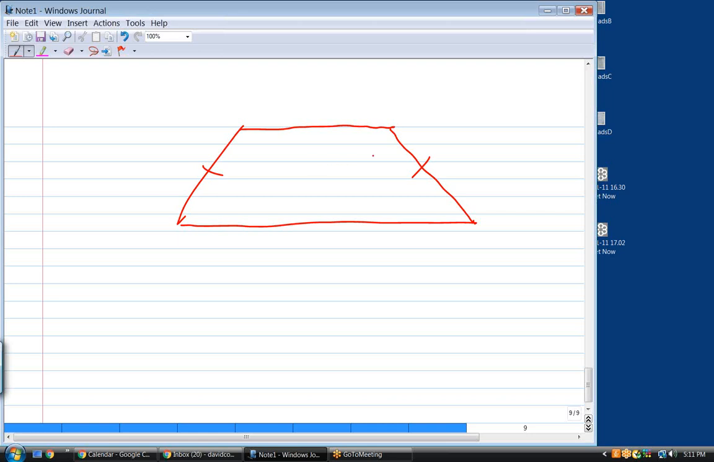But when you have an isosceles trapezoid, that angle is equal to that angle. Also, the diagonals are congruent, which makes sense. They don't bisect one another, but they are congruent. They're the same length. All right, so let's look at some of these problems.